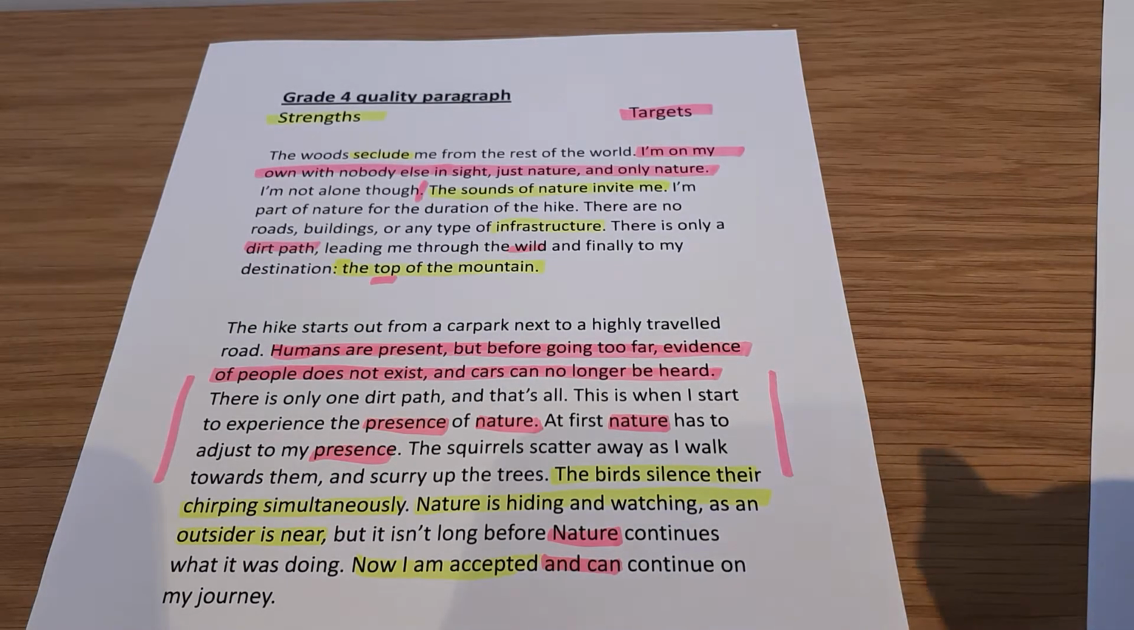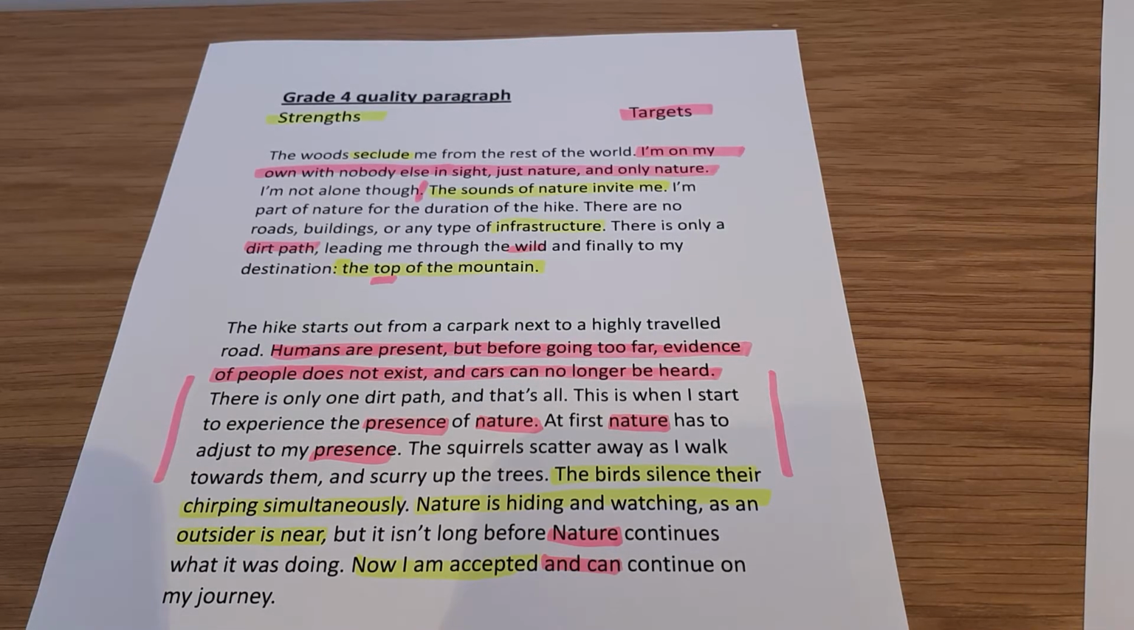So we're going to have a look at this piece. It's a grade 4 piece, so that's a mid-range piece. It's a good piece of writing. There's plenty of strong elements in here, but there's also some work that could be done to make it a really excellent piece of writing. So we're going to read it through first of all. As we read it, I'd like you to look at what I've highlighted in yellow, the strengths, and what I've highlighted in pink, the targets, and think, as I'm reading it to you, why I might have done that.